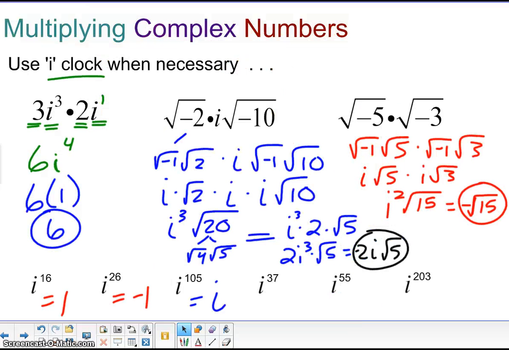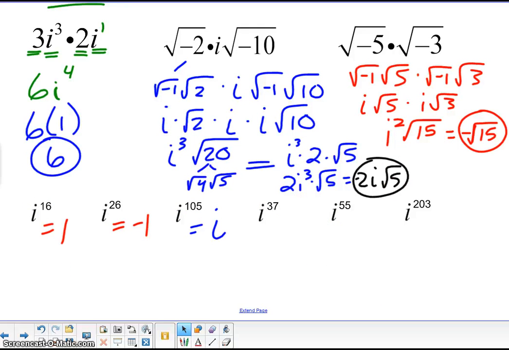I want you to look at the next 3 and go ahead and solve those and have them all done by class time.